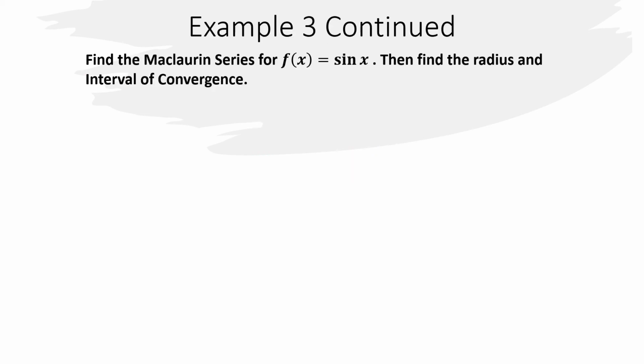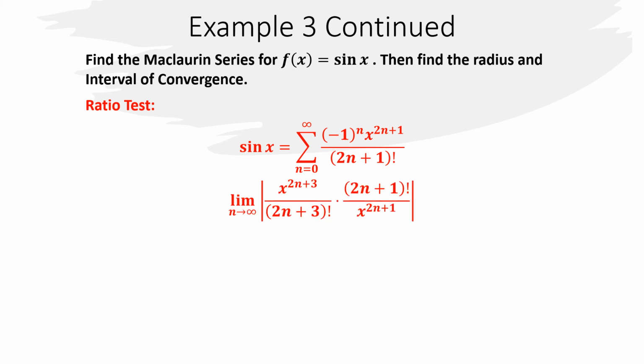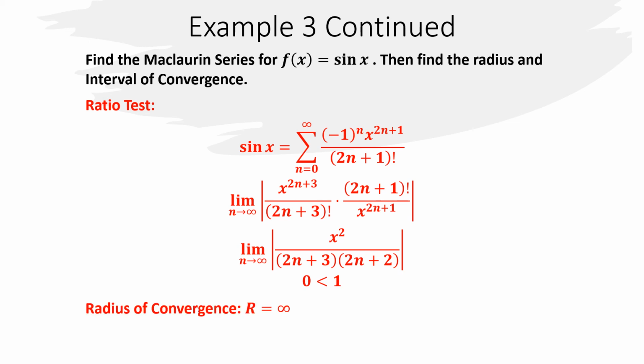Now, if I want to find the radius and interval of convergence, again, I'm going to use the ratio test. And so I'm going to start with the summation that I wrote and do the ratio test on it, making sure that I distribute my coefficients when I do the n plus 1 part. And then I'm going to simplify that, and I'm going to be left with x squared over 2n plus 3 over 2n plus 2. And so when I take the limit of that, I get 0. 0 is less than 1, and so it converges absolutely, giving us a radius of infinity and an interval of negative infinity to infinity.